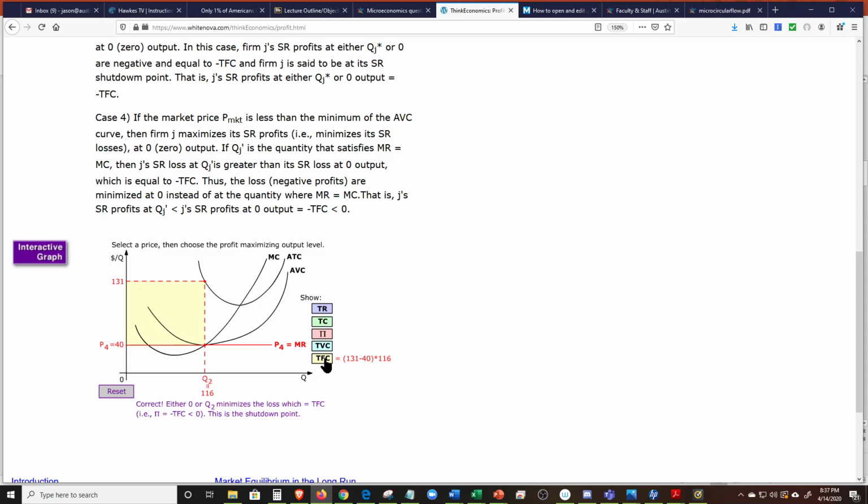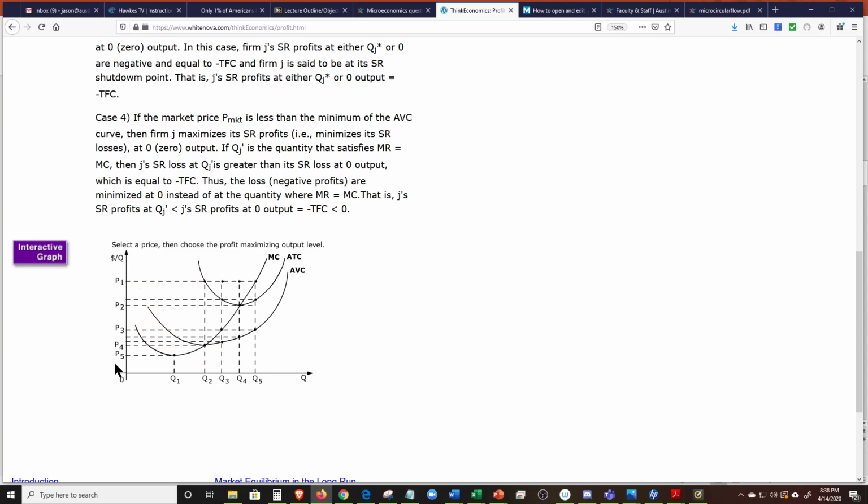It would lose the total fixed cost if it shut down, and it's losing it now. I suppose it's indifferent. It wouldn't lose more or less if it stayed open, so I think it would stay open. But that would be the shutdown point. If the price dropped below the average variable cost curve, this firm would shut down.